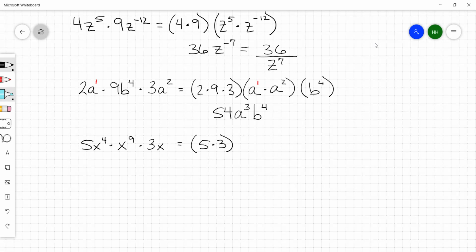Our x's, we've got an x to the 4th times an x to the 9th times an x to the 1st. So our 5 times 3 is 15. And our x's, since all of our bases are the same, we're going to add the powers. 4 plus 9 plus 1. 13 plus 1, that's x to the 14th.